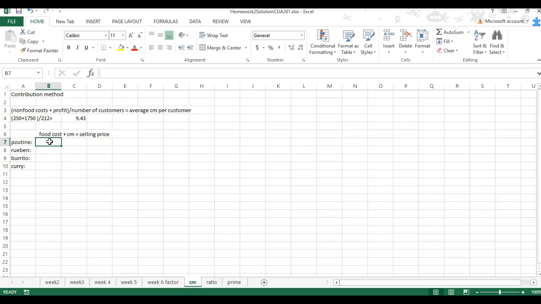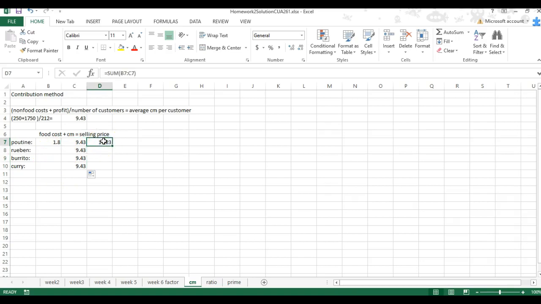So we know poutine 1.8, CM 9.43. Now the AutoSum, well, yep, pick that one up. We know this, like that. We can pull that down. Then add in the rest of the numbers.